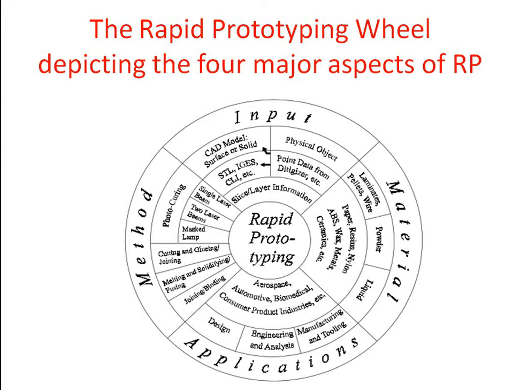In input, we have 2 types of input. One is the CAD model and the other is a physical object. In a CAD model, we can take a surface or solid model. This surface and solid model we convert into an STL file or IGS file, which are neutral files. Those neutral files are then converted into slices using third party software, maybe Cura, or so many free softwares are available, and after that we make the rapid prototype.